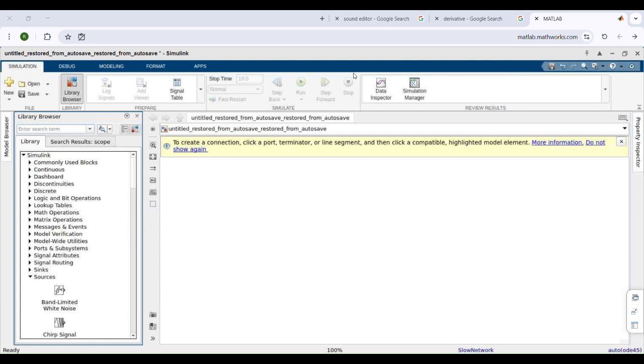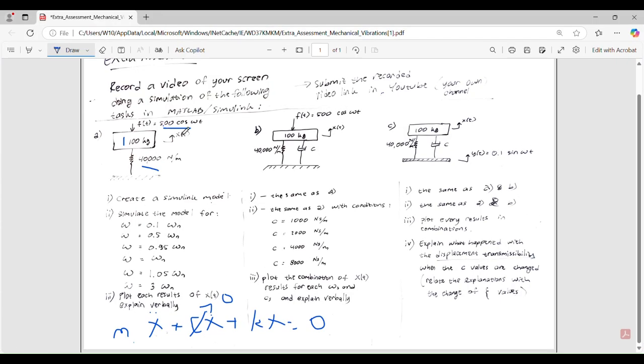Today we will just simulate some cases of mechanical vibration in Simulink, and we will see the graphs of it. The case here we have 500 cosine wt. We need to start to make this setup, and our equation will end up as 1 over m multiplied by fx, I think.